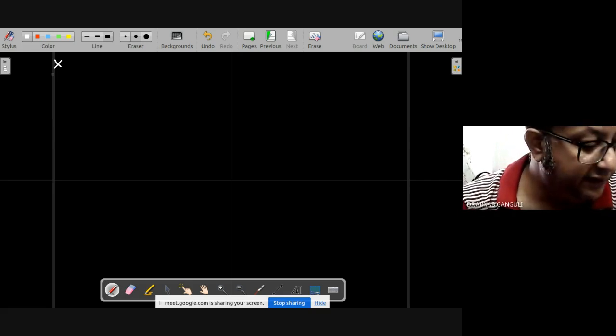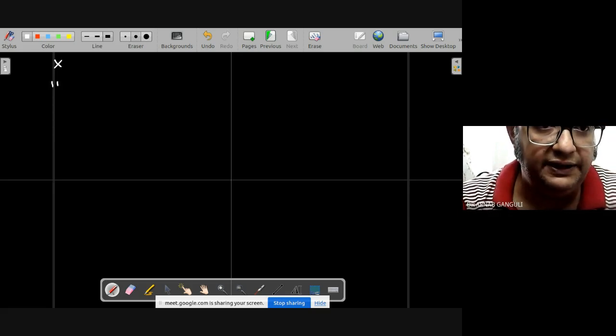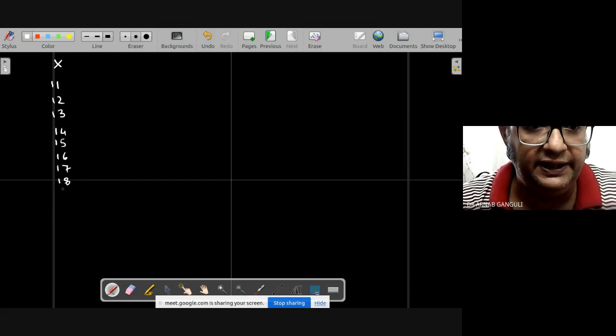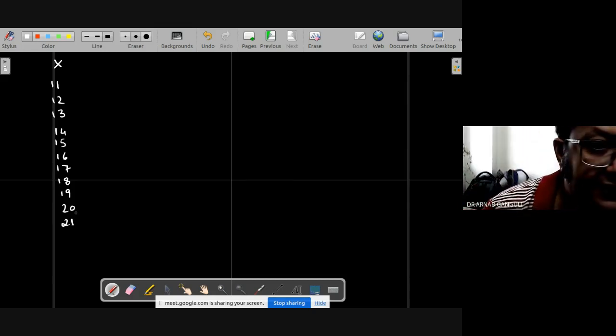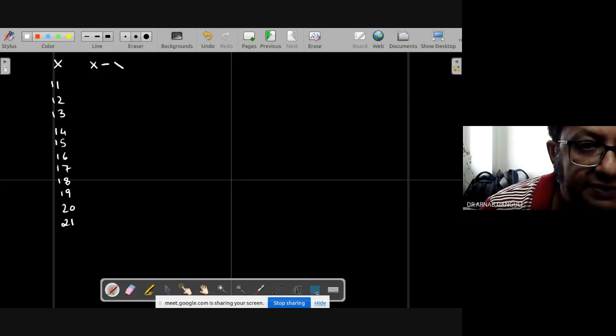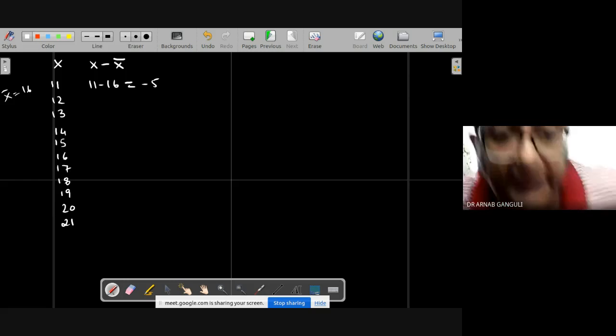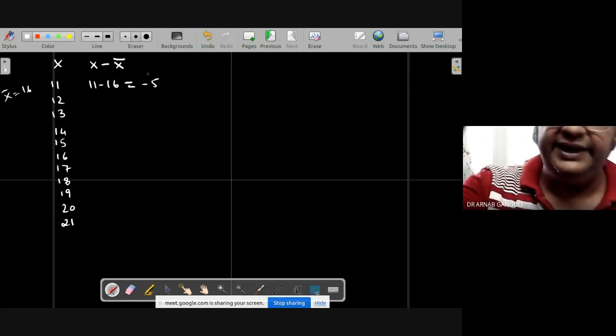First is x. What are the values of x? This is easy, remember. 11, 12, 13 to 21. 11, 12, 13, 14, 15, 16, 17, 18, 19, 20, 21. So what is x minus x bar? You have calculated the mean. The mean was 16. So 11 minus 16 is minus 5. Here you are using the minus value, but since we are taking the square, it will go away.